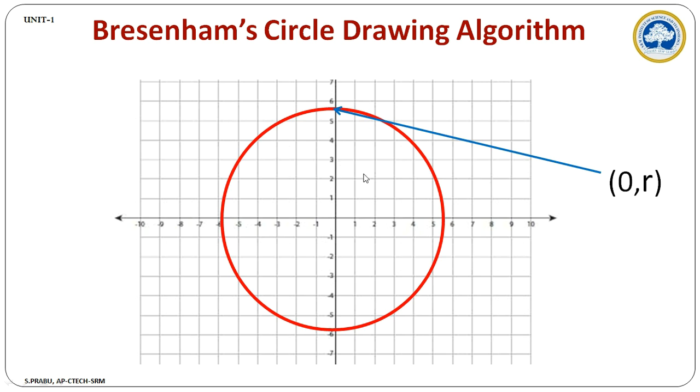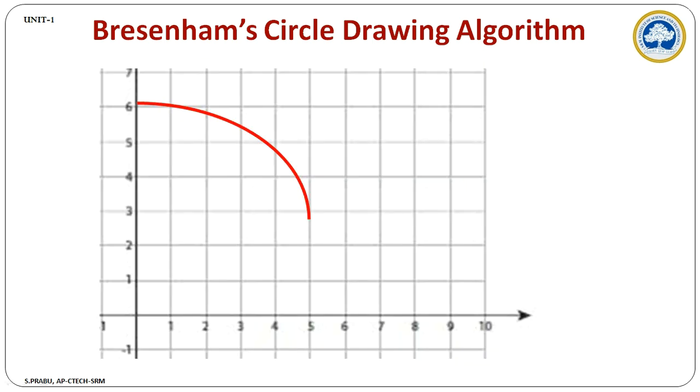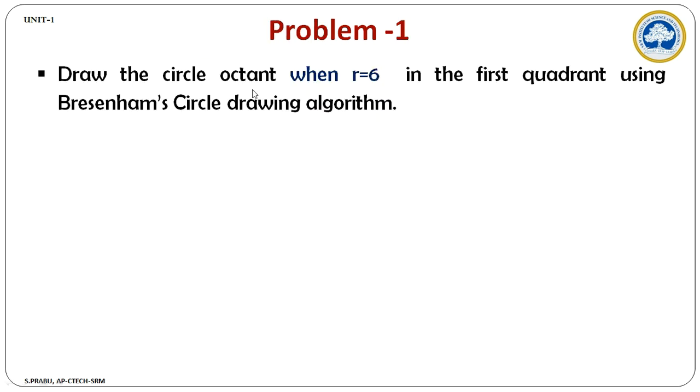We know the starting point of the circle drawing algorithm is 0, r, and a circle has 8 equal segments or octants, and we are going to draw only one octant. So our target output looks like this. The problem may be asked like this: draw the circle with the given radius value. Here the radius value is 6 units.